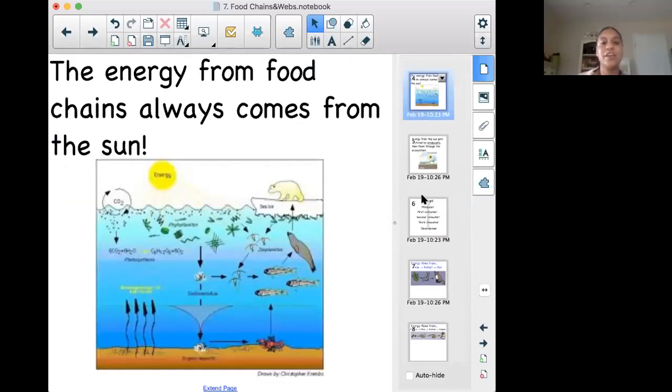Okay, so the energy from the food chain always comes from the sun. So that's kind of important because remember last topic we were talking about photosynthesis, and the plants needed the energy from the sun in order to do photosynthesis to get energy like the glucose or their food, which is their sugar. And also that's important too for cellular respiration because we need that in order for us to get our energy, our ATP.